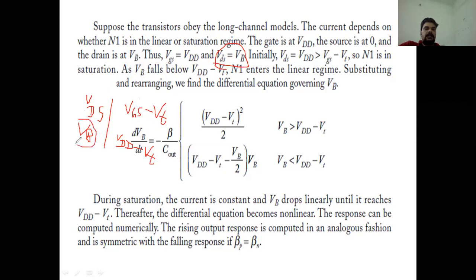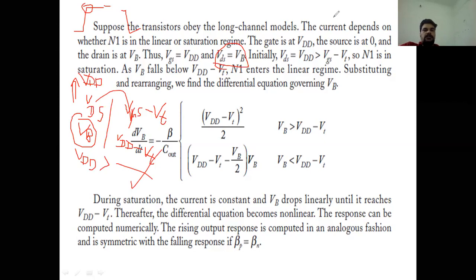Now, as VB was just equal to VDD, okay, this is the case I am discussing, that the input A was VDD just applied here. So output will start to fall from VDD. At that instant the value of VB will be equal to VDD, so in that case VDD will obviously be greater than VDD minus VT. So in this case VDS is greater than VGS minus VT, so NMOS is working in saturation.